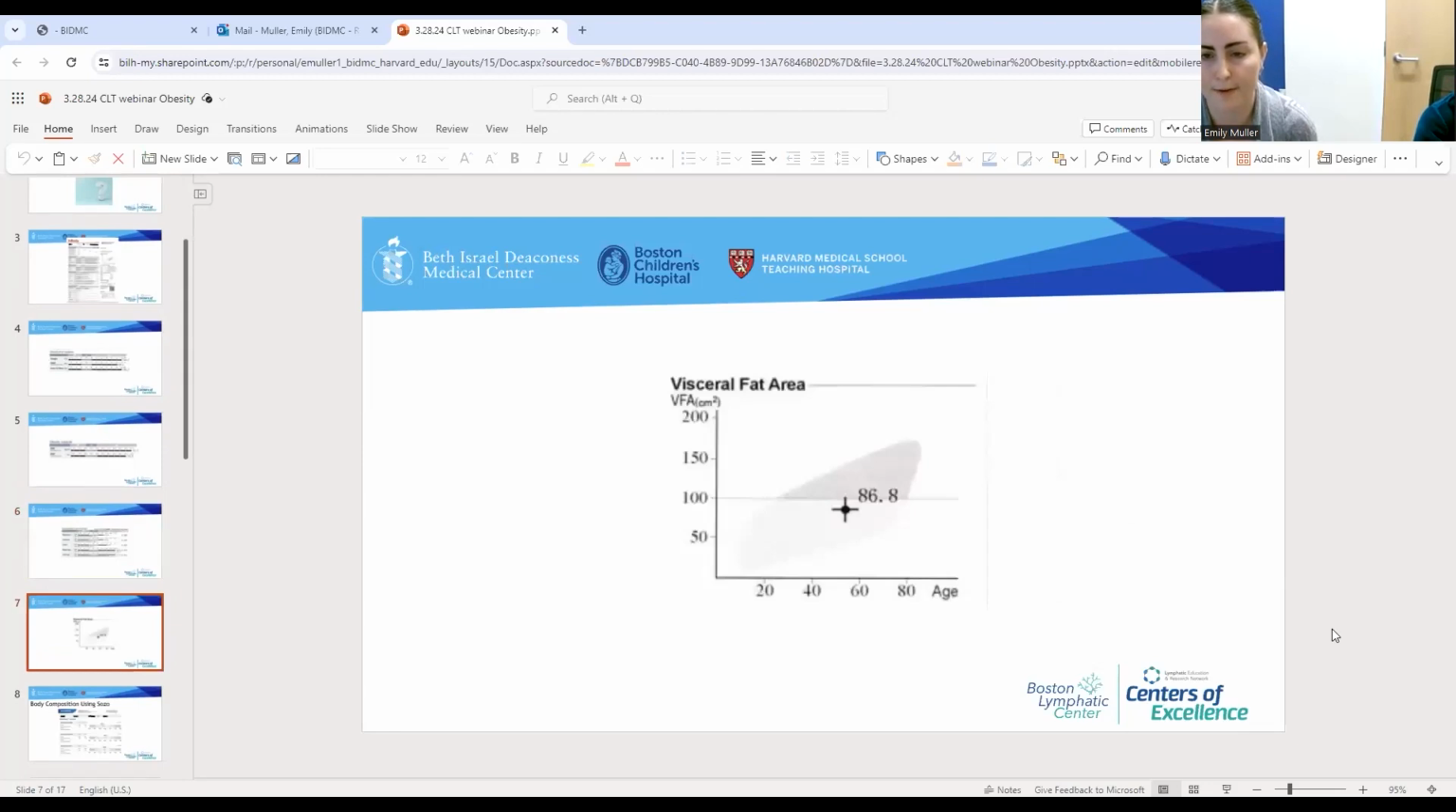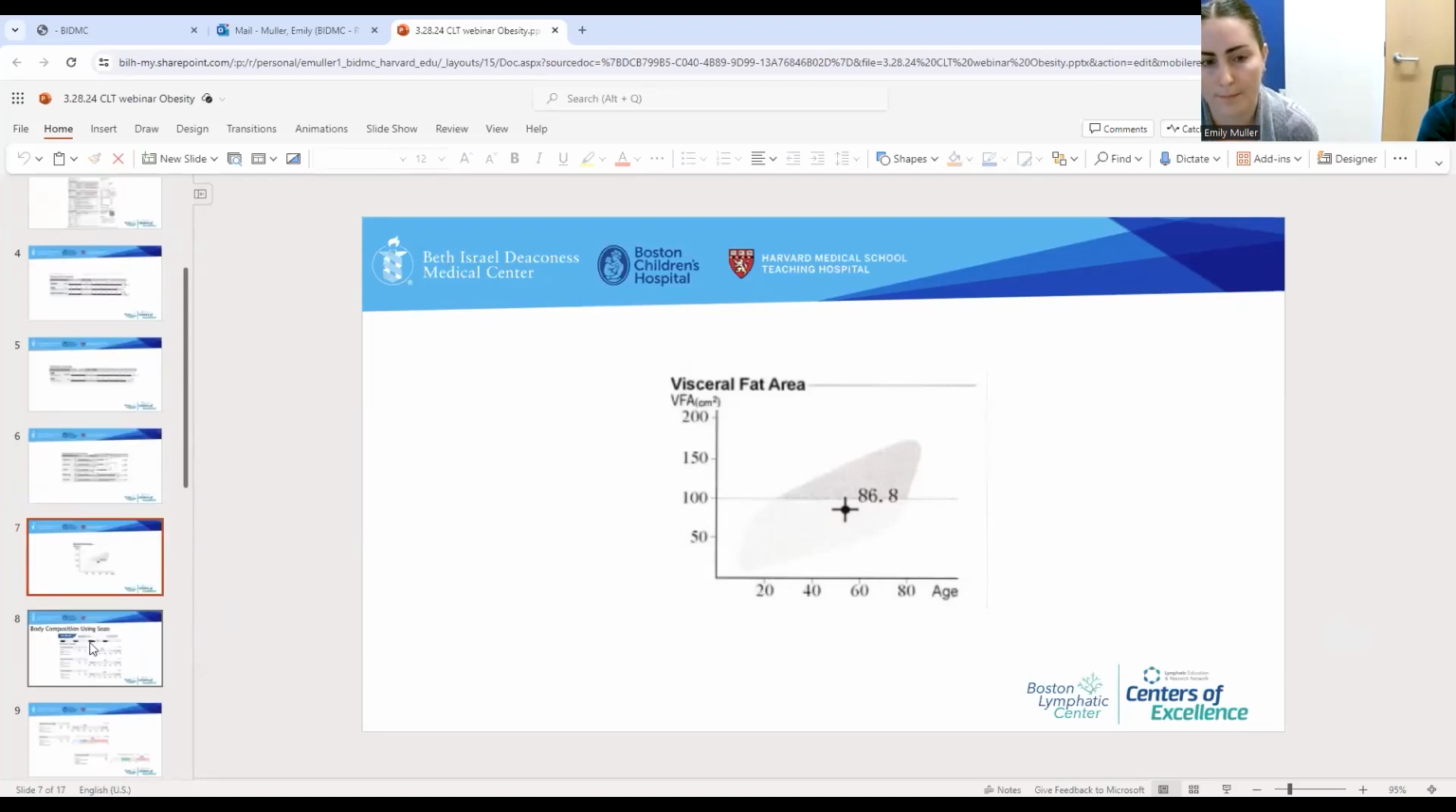This looks at the visceral fat. Basically, visceral fat can be a cause for cardiovascular disease and diabetes, so we want that to be below that 100 line. For this patient, she is overweight, but her visceral fat is actually in a good area, which is interesting to note, just because she is overweight.